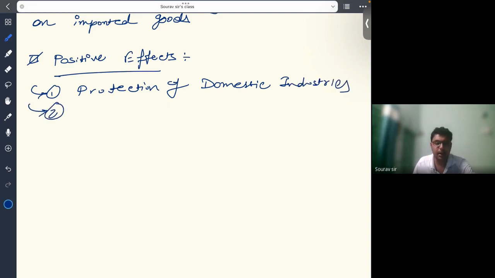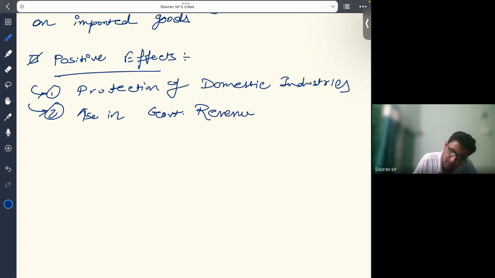Second is increase in government revenue. This tariff imposed on imported goods can generate revenue for the government, which can then be used for social welfare programs or infrastructure development. So the positive effect of this tariff protection is that it increases government revenue. Now we'll discuss the negative effects of this tariff protection.